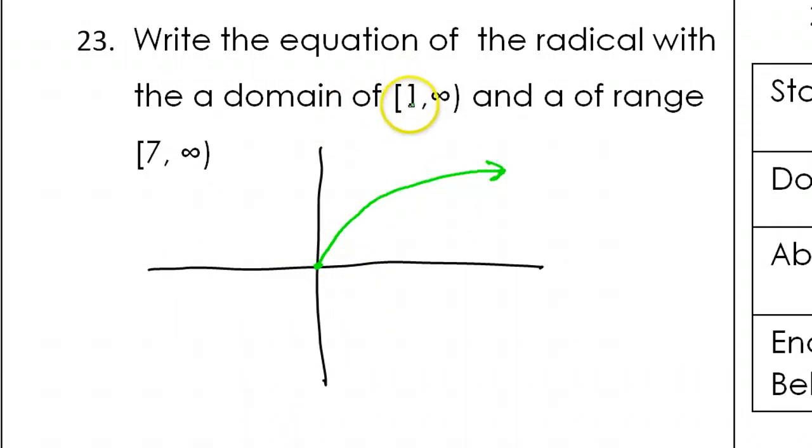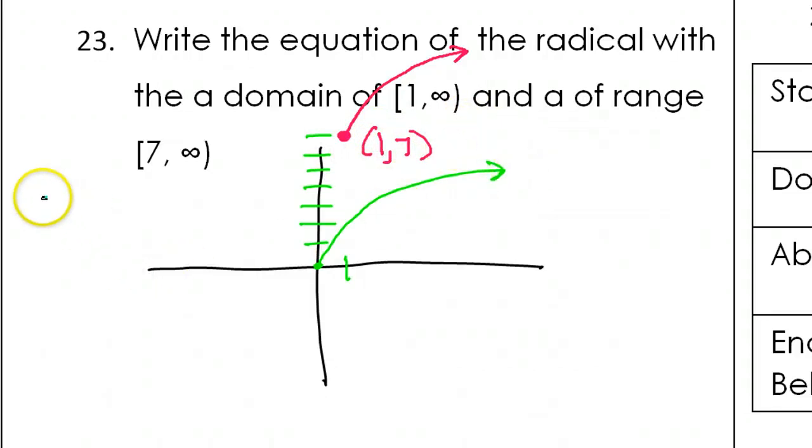But in this case, the domain is supposed to be from 1 to infinity. So that means it has to start off to the right by 1. And the range, because domain is x value, so it has to go over 1 on the x-axis. The range has to start off at 7. So let's see, 1, 2, 3, 4, 5, 6, 7. So that means the starting point has to be way up here, and then it's going from there. Imagine that the starting point is over 1 to the right and up 7.